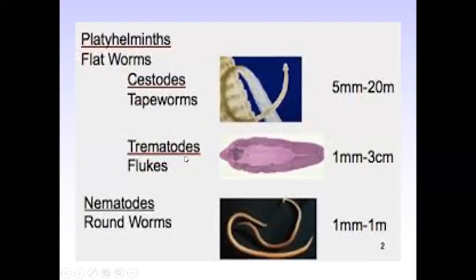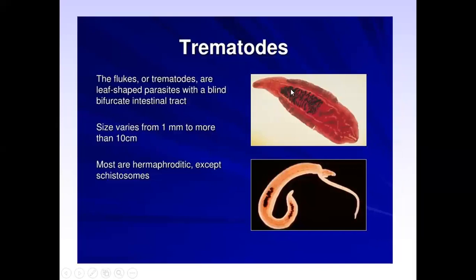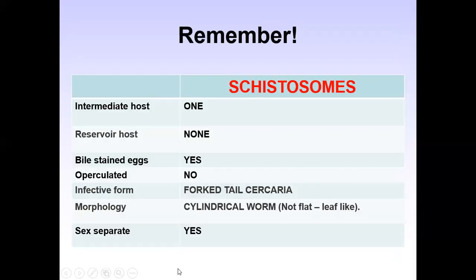When we talk about them, we are talking about leaf-shaped parasites, and their size may be 1 to 10 centimeters. Most of them are hermaphroditic. That means both the sexes are present in the same parasite. But in case of schistosomes, which is one subclass of the trematodes, they have separate male and female parasites. Another thing which we need to remember about the schistosomes is that it has one intermediate host. There are no reservoir hosts.